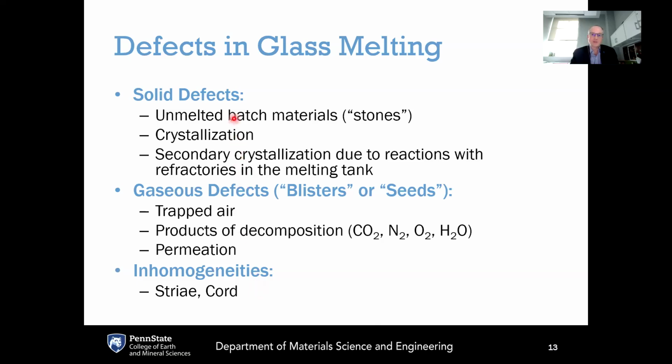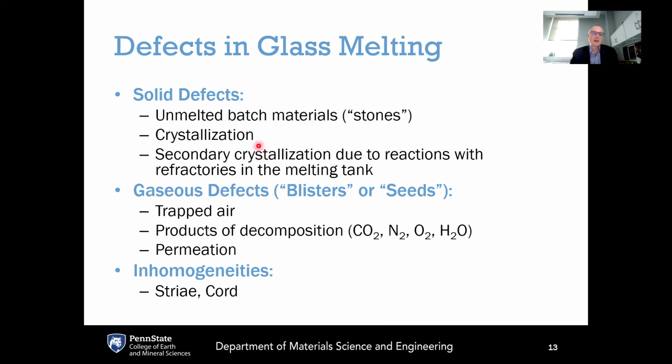Solid defects can be classified as either unmelted batch materials. So this is if you fed in a crystalline batch material and it just simply didn't melt. If it didn't melt for whatever reason and you've got this unmelted batch material that appears as an inclusion in your final glass product, this is what is known as a stone.